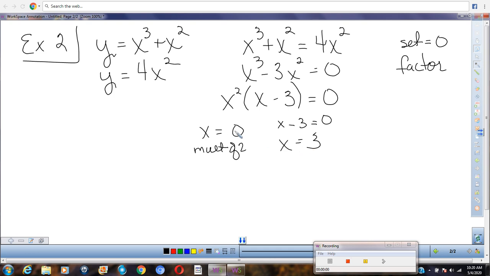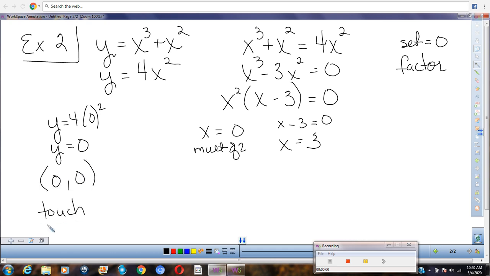We're going to start with the 0. Let's plug that in. We have y equals 4 times 0 squared, which means y equals 0. So the point where this is going to touch is at the point 0, 0. They touch. This is actually called a tangent to the other one because they touch one another.